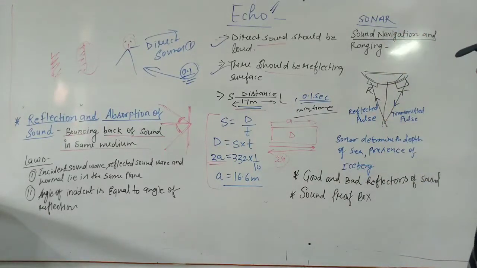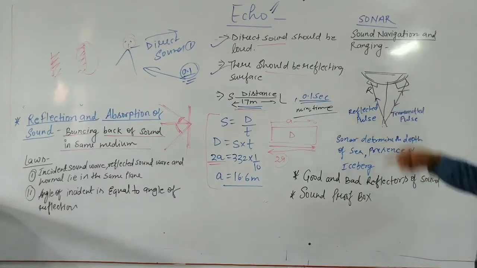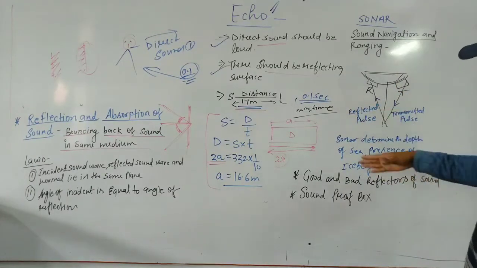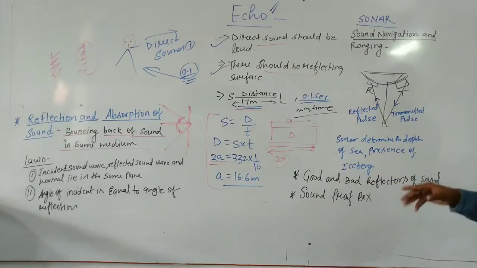Sonar is a device used by the persons who are traveling in ships. So it is a device used in ships to detect the obstacles which are coming in the sea, like the depth of the sea, presence of icebergs, and different types of animals.